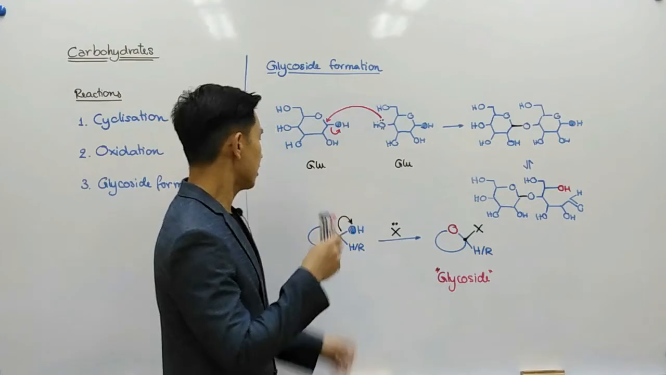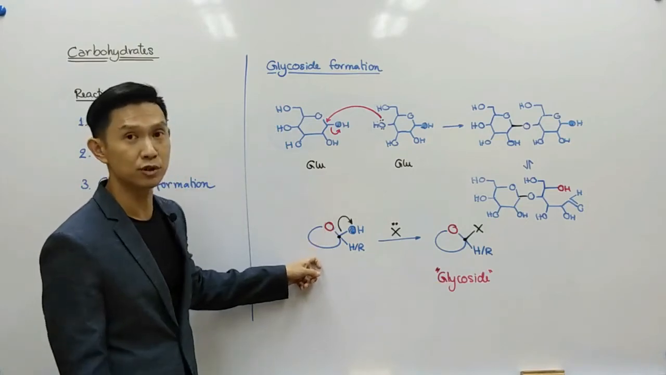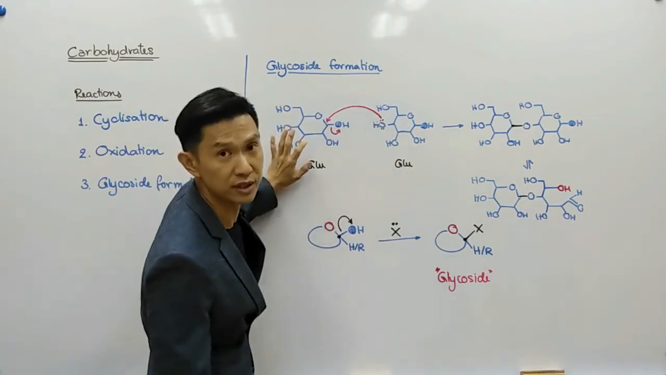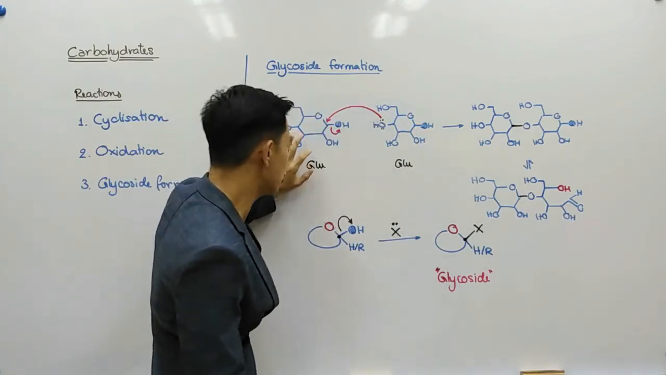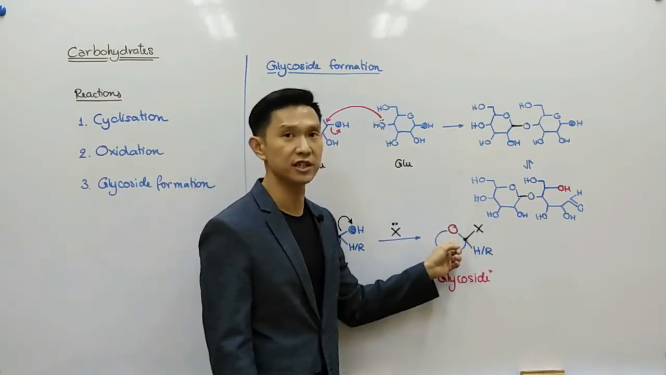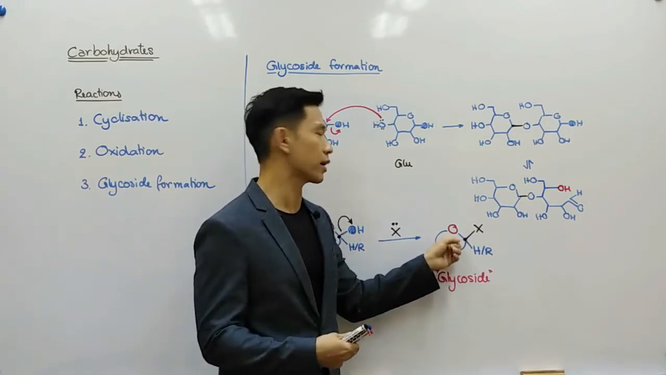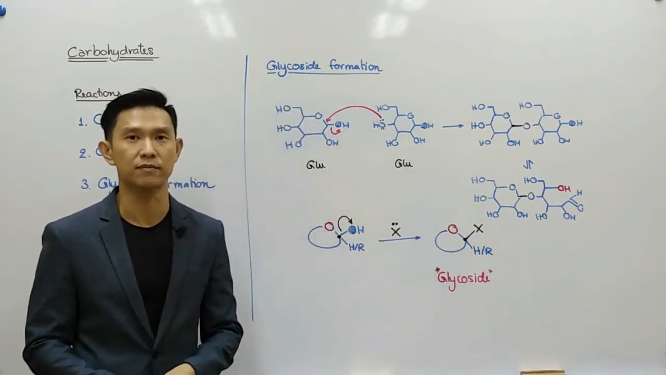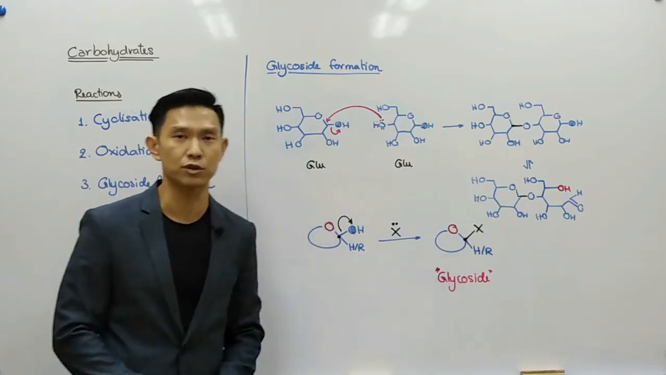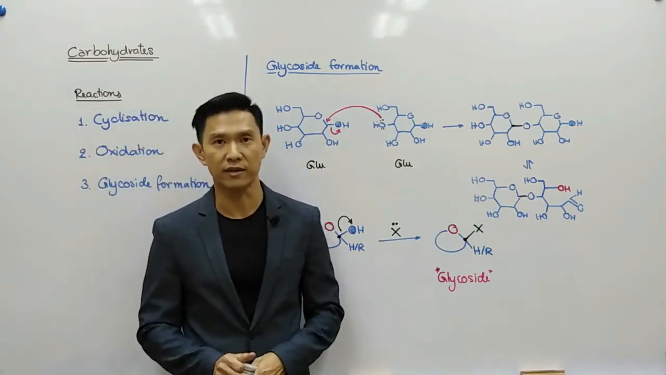So the sugar that can reduce the copper ion, we call this a reducing sugar. But once you close it forever by making a glycoside, you cannot open this chain. You don't have the aldehyde, you don't have the ketone back. So that means this one cannot reduce the copper ion in Benedict test anymore. So this kind of sugar, or the glycoside, is called a non-reducing sugar. Okay? So this summarizes all the things in carbohydrates.